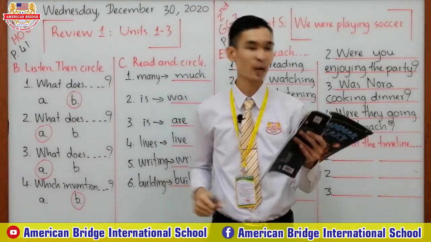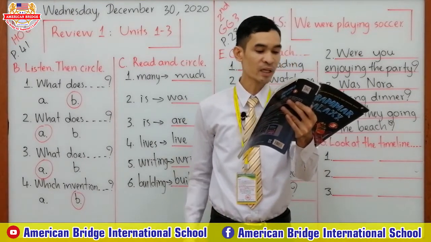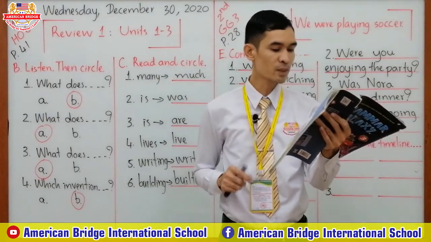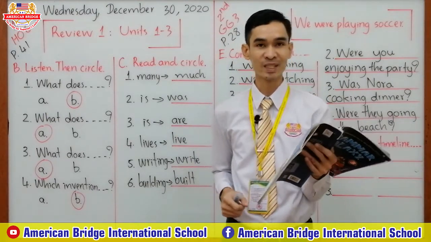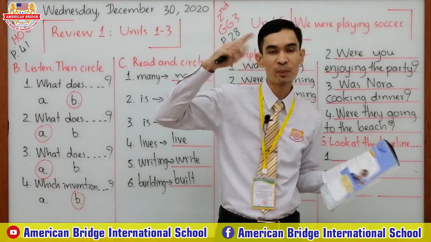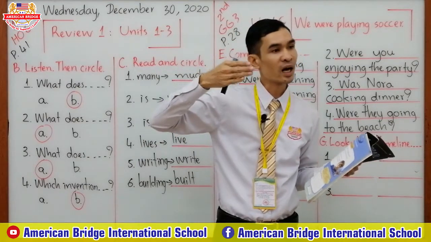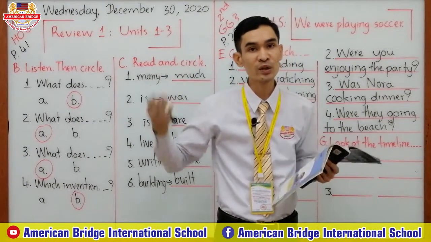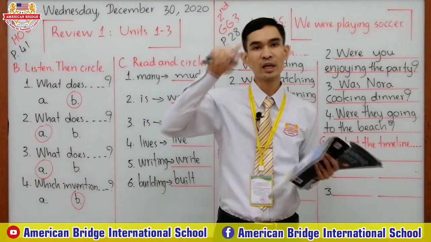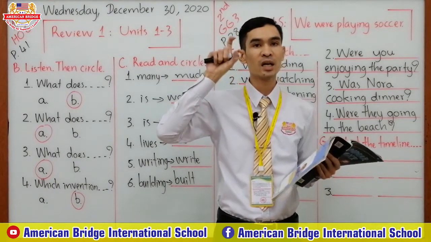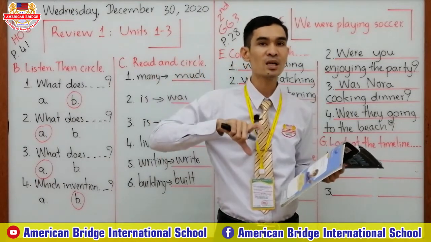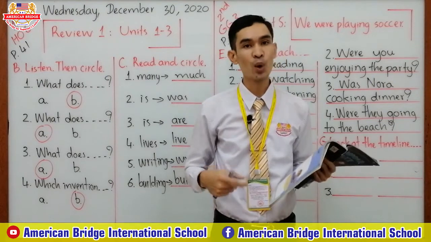Okay, now let's continue to part G. G, look at the timeline. Fill in each blank with the given verb in the simple past or the past continuous. This one I told you already, right? When you see the verb in progress or ongoing, yes, so we use past continuous, right? But if you see the time is exactly in the past, and it happened quickly, it starts quickly and ends quickly in the past, so we use simple past, right?